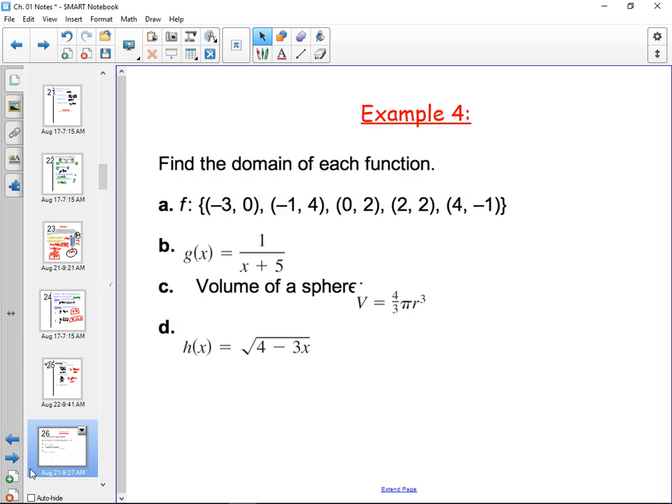Let's see. I'll give you maybe 3 minutes. Let's go until 10:40, to write down the examples and to try to get the best answer possible as to what you think the domain is of A and B and C and D.